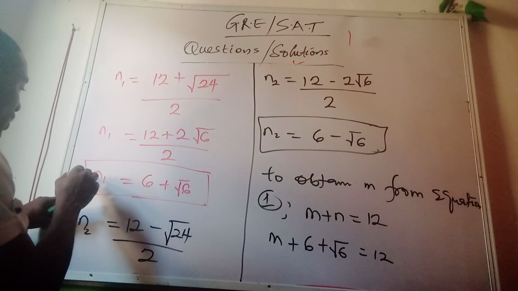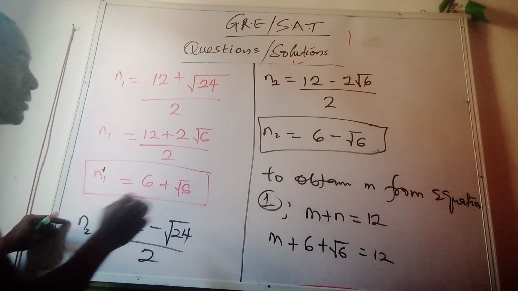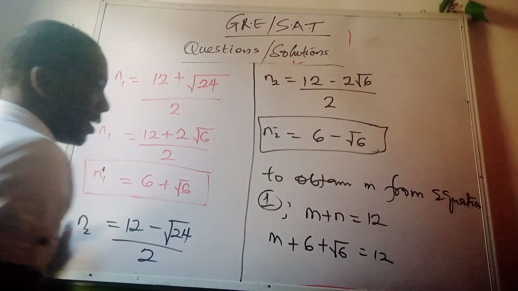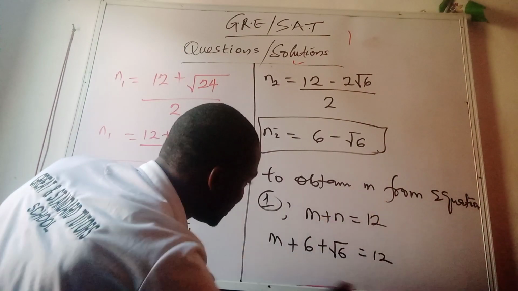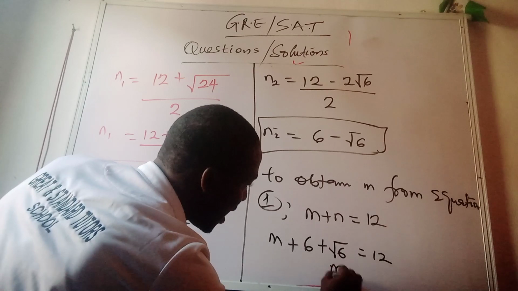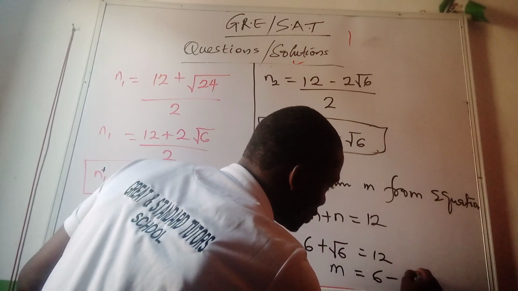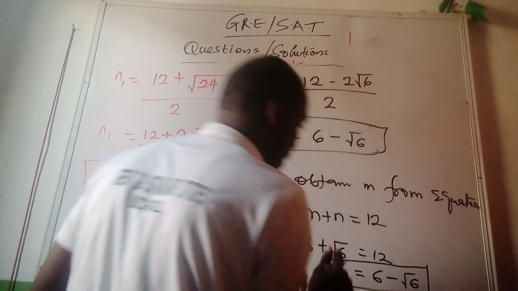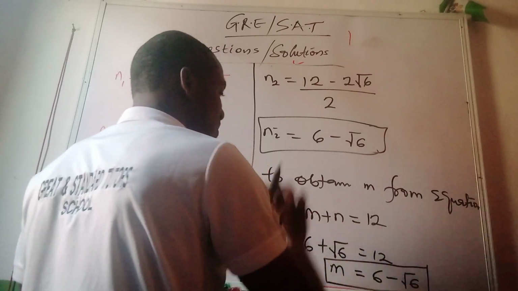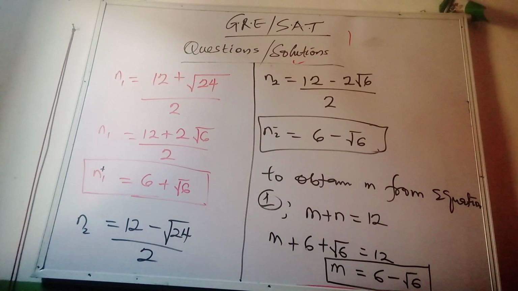I can say it's n1 or n plus, and I can say this is n2 or n minus. Alright, let me go that way. So I have this. I'm collecting like terms, taking this to the other side. I'm going to have m is equal to 6 minus root 6. I've done the like terms: if 6 goes here, 12 minus 6 becomes 6, and 12 minus this becomes minus root 6. So I have m in that way.